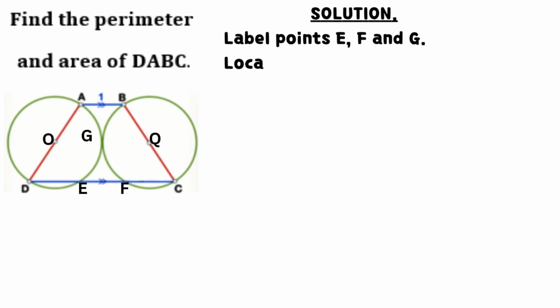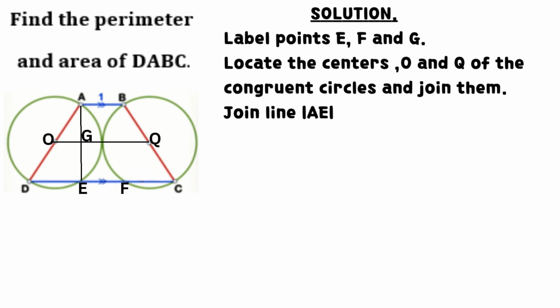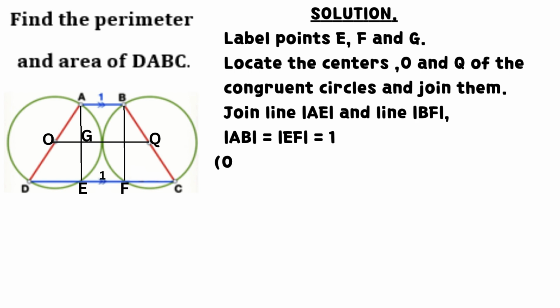Label points E, F, and G. Locate the centers O and Q of the congruent circles and join them. Join line AE and line BF. Line AB equals line EF, which equals 1.